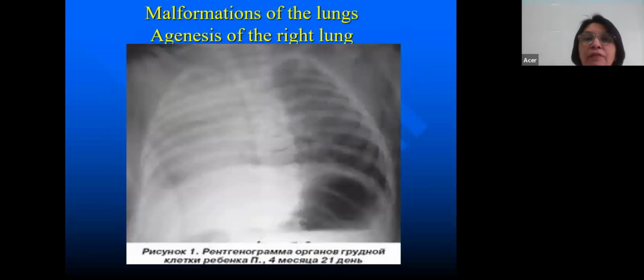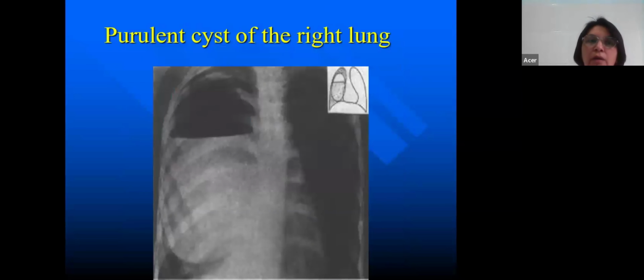If any factor affects the lungs during their formation, we can get various abnormalities of the lungs. For example, this X-ray shows agenesis of the right lung. You can see all organs of the mediastinum dislocated to the right side. Next, purulent cyst of the right lung. You can see a large cyst on the right side with fluid, with a fluid level.